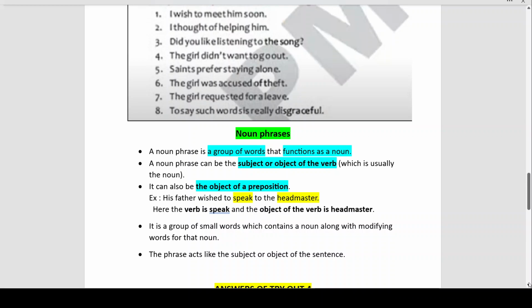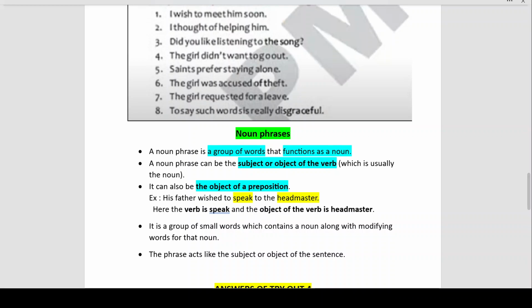Number seven, the girl requested for a leave. So requested is your verb. What did she request for? For a leave. So the answer is for a leave. Number eight, to say such words is really disgraceful. Now, what is the verb over here? Really disgraceful. So, to say such words is your noun phrase over here.